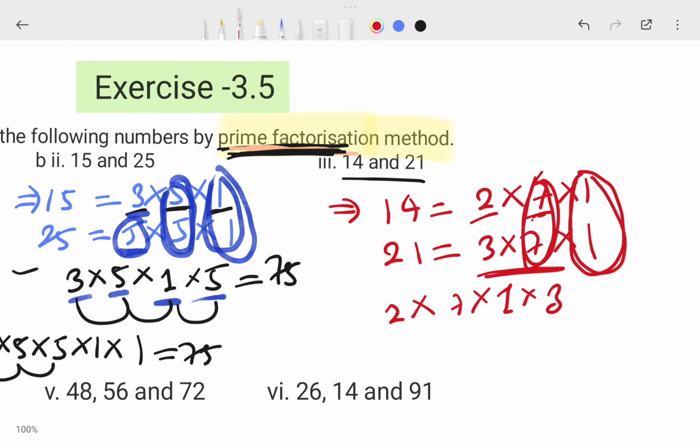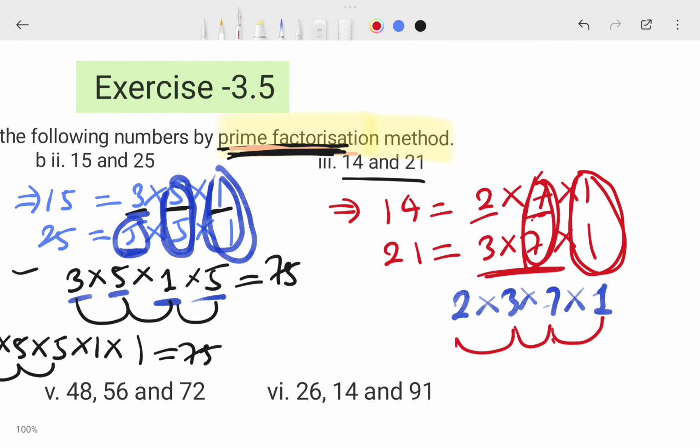Otherwise you can write like that also. 2 is there, then here 3 is there. After that write the common ones. Which is common? 7 is common, write 7. After that 1 is common, right? You can write like that also. Now multiply. 2 3s are 6, 6 7s are 42, 42 1s are 42 only. So your answer is going to be 42.